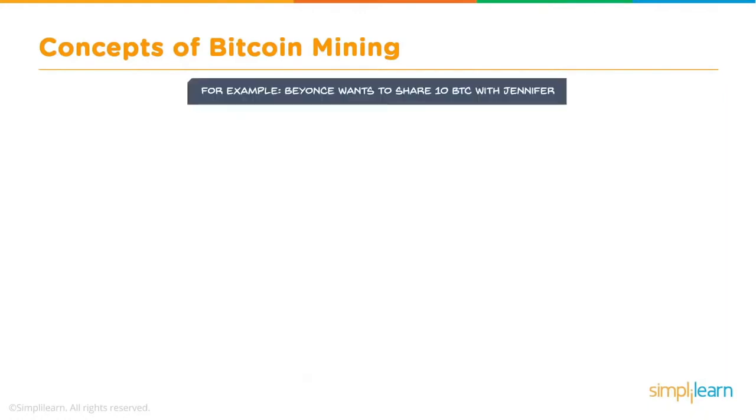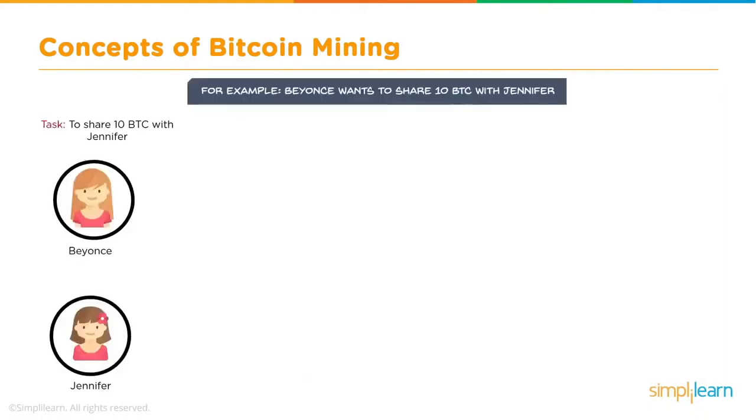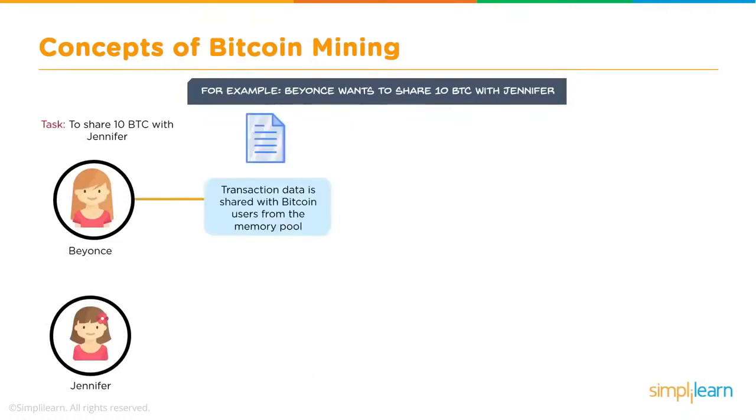Now let's take an example. Beyonce wants to send 10 Bitcoin to Jennifer. In order to do that, what will be the steps? Beyonce's transaction data is shared with Bitcoin users, the miners, from the memory pool. The transaction goes and sits in a memory pool of unmined transactions. In a memory pool, the set of unmined or unconfirmed transactions wait until they are verified and included in a new block. They remain in that unconfirmed transaction pool.